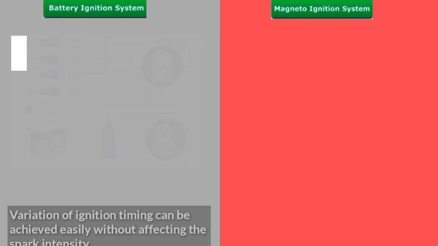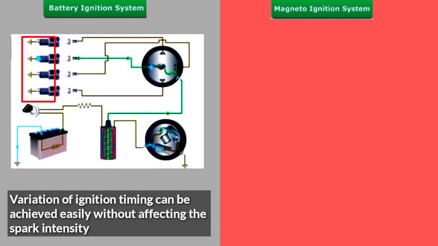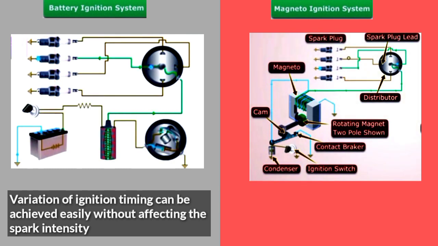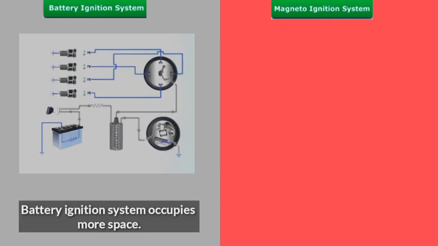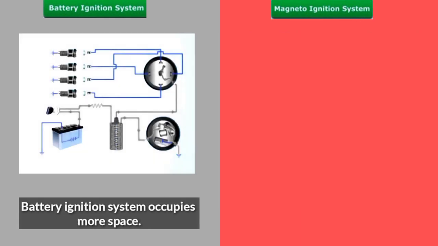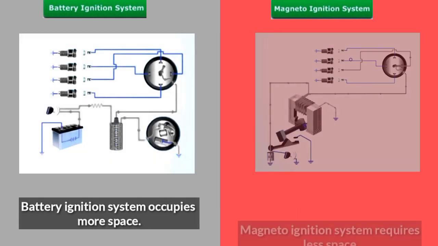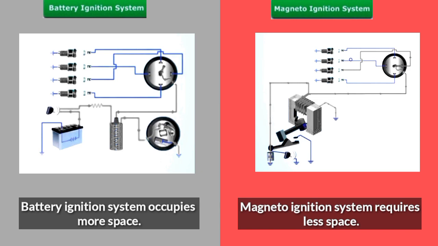In battery ignition system, variation of ignition timing can be achieved easily without affecting the spark intensity. But in magneto ignition system, variation of ignition timing cannot be achieved easily without affecting the spark intensity. Battery ignition system occupies more space, but magneto ignition system requires less space.